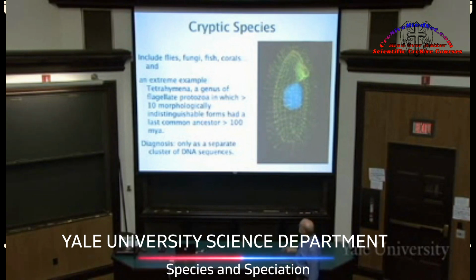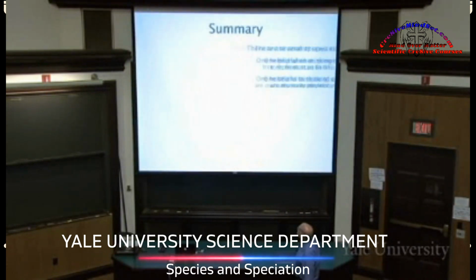And interestingly, even though they look exactly the same, the proteins that build those structures have diverged. It's like there has been really strong stabilizing selection to keep those things looking the same, even though the genes and the proteins that build them have diverged. So that's deeply cryptic. And there's things like that out there. So there are cryptic species.